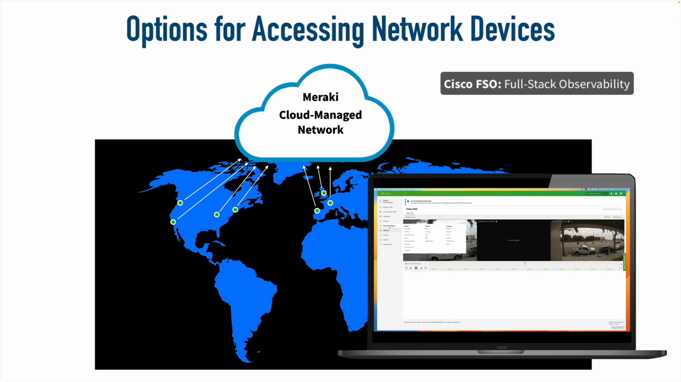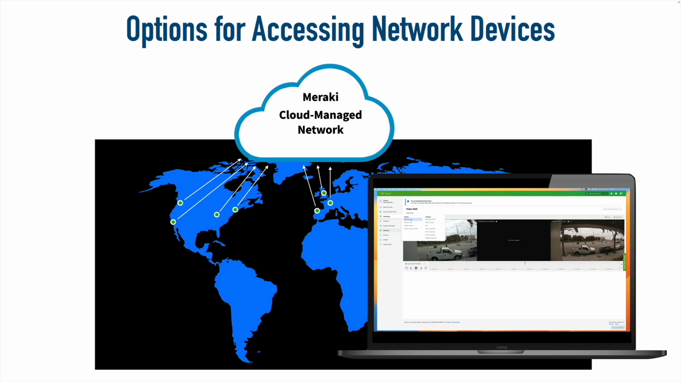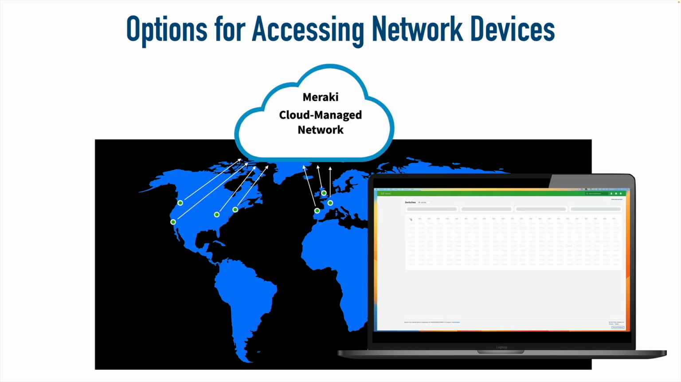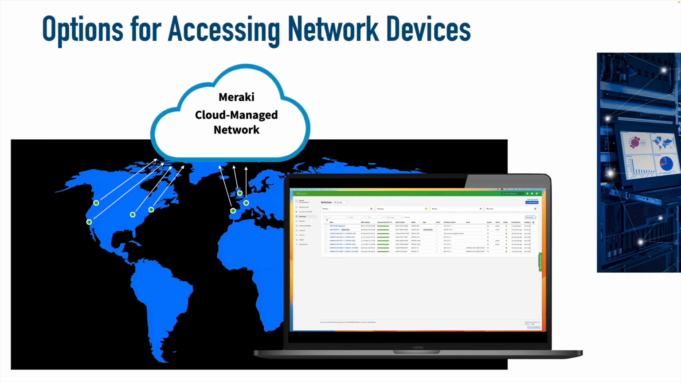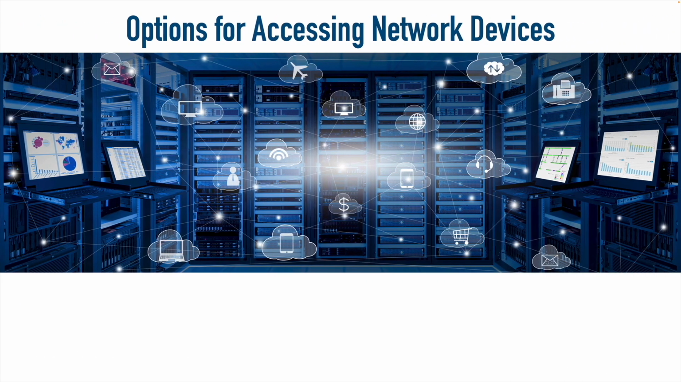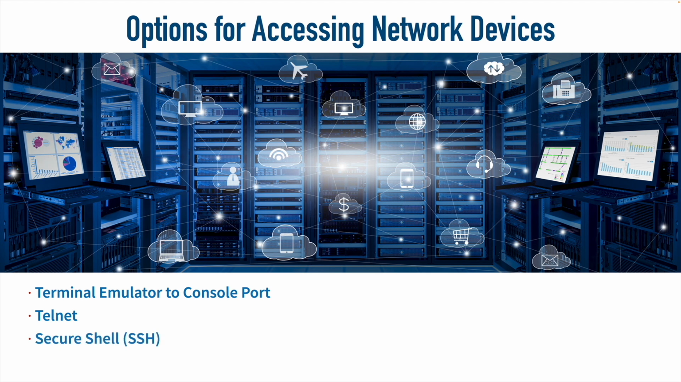Cisco calls this FSO, Full Stack Observability, where we have one platform to access information about all things networking in all of our locations. So let's sum up what we've talked about in this video regarding different ways that we might access our network devices. We began by talking about how we could use a terminal emulator to connect to the console port of a router or switch. We could also use Telnet. It's much preferred, though, if we use SSH, Secure Shell, because that's authenticated and encrypted. Telnet's not.